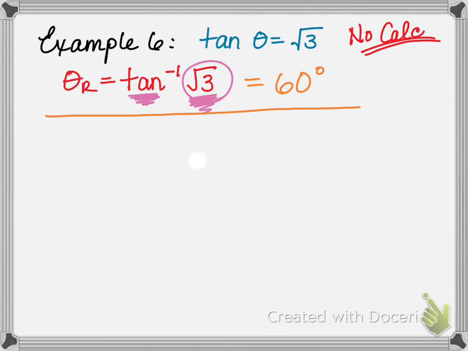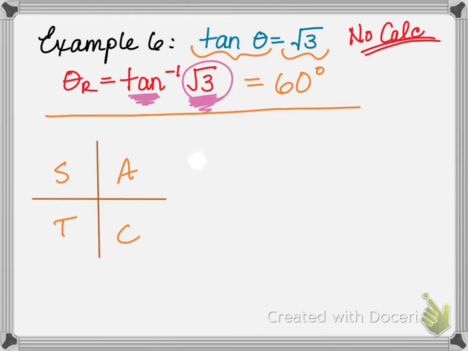Then I need to decide what quadrants are my answers in. Let's try that again. There's that one. There's that one. All students take calculus. All right, so what is my question? My question is, where is tan positive? So tangent is going to be positive here, and it's going to be positive here. That's where tan is positive. So quadrant number 1, and quadrant number 3.